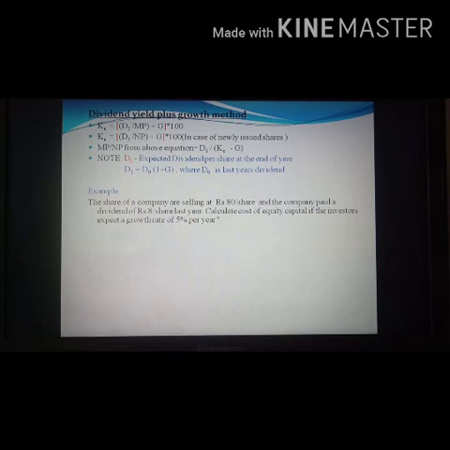So see an example question. The shares of a company are selling at rupees 80 per share, and the company paid a dividend of rupees 8 per share last year. That means the last year's dividend. Calculate the cost of equity capital if the investors expect a growth rate of 5% per year. So in this question, because the growth rate is given, we can say that it is a question related to the dividend yield plus growth method.